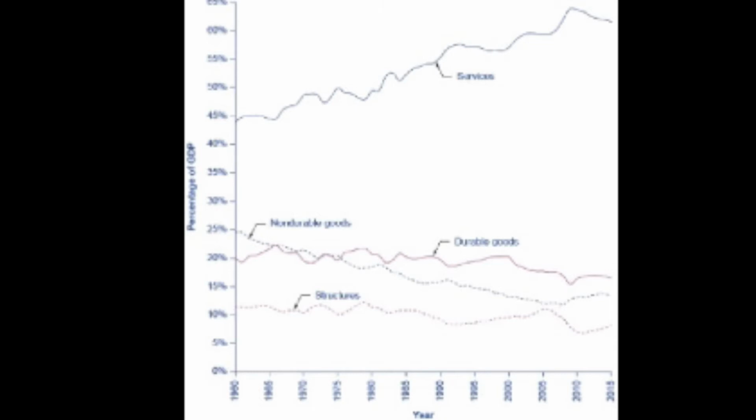Non durable goods used to be larger than durable goods, but in recent years, non durable goods have been dropping to below the share of durable goods, which is less than 20% of GDP. Structures hover around 10% of GDP. The change in inventories is not shown since it is typically less than 1% of GDP.